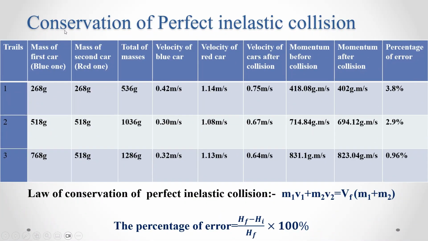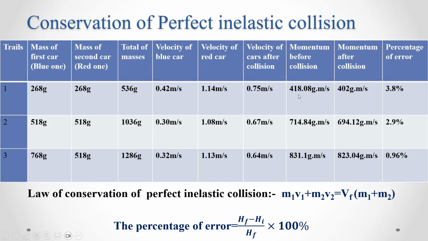This is the data analysis of conservation of perfect inelastic collision. We have 3 trials and we'll talk about first trial. We have the mass of first car, blue one, and mass of second car, red one, and total of masses after collision. We have the velocity of blue car, first one, which is 0.42 and the velocity of red one which is 1.14. Velocity of cars after collision is 0.75. We use the law of conservation of perfect inelastic collision, which is m1 times v1 plus m2 times v2 equals v final times total of masses.